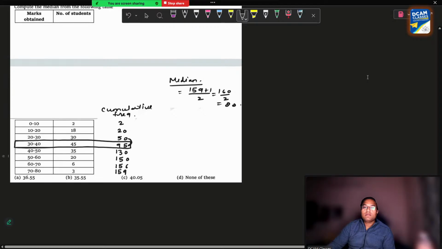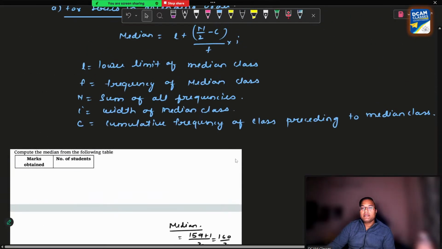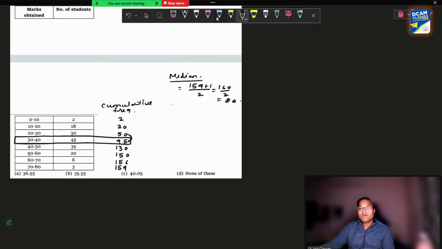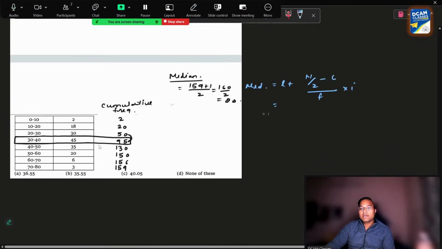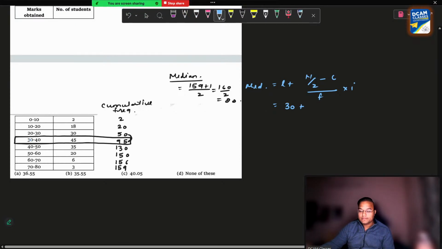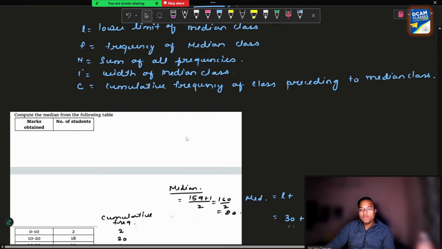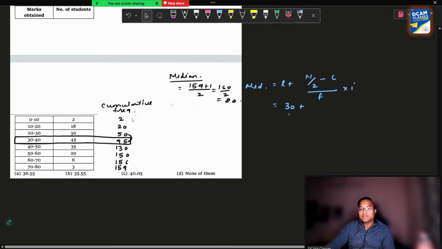Now you have to apply that formula. The formula you have is L plus (N by 2 minus C) divided by F into I. L is what? See what they have given. L is the lower limit of the median class. The median class you have found, its lower limit is 30. So L will be 30. What is N, capital N? Sum of all the frequencies. Sum of all the frequencies is 159.